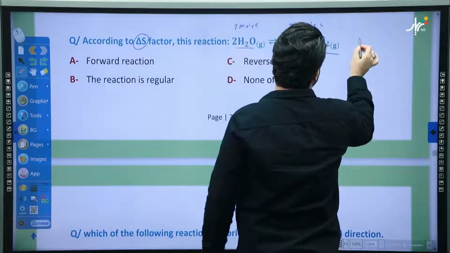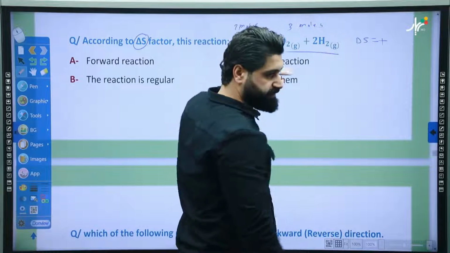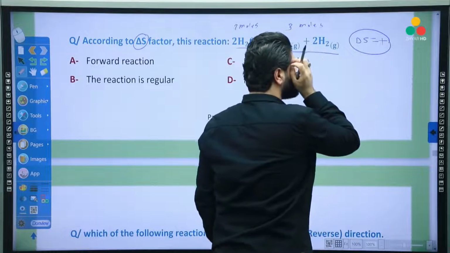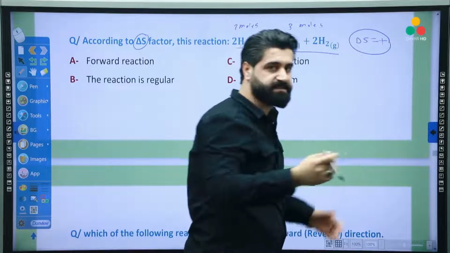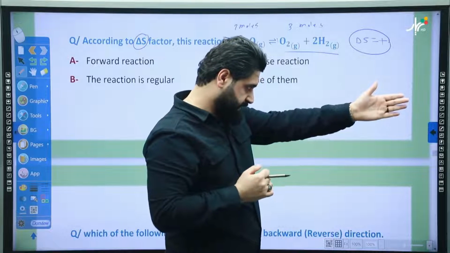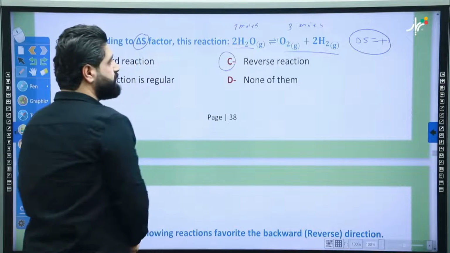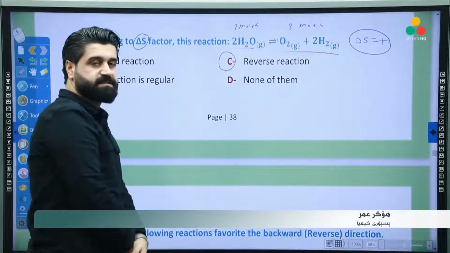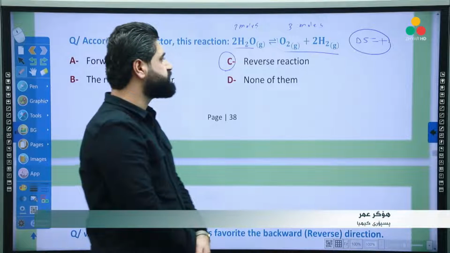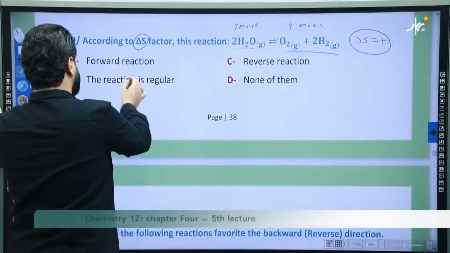Look, delta S, it's positive, right? So if the reaction has a positive value of delta S, it will be direct. But if the reaction has a negative value, it will be reverse. Positive value of delta S will be direct. Negative value of delta S will be reverse. So that means it will have reverse direction. Sorry, it's direct. Just now I said it's direct, of course, forward.